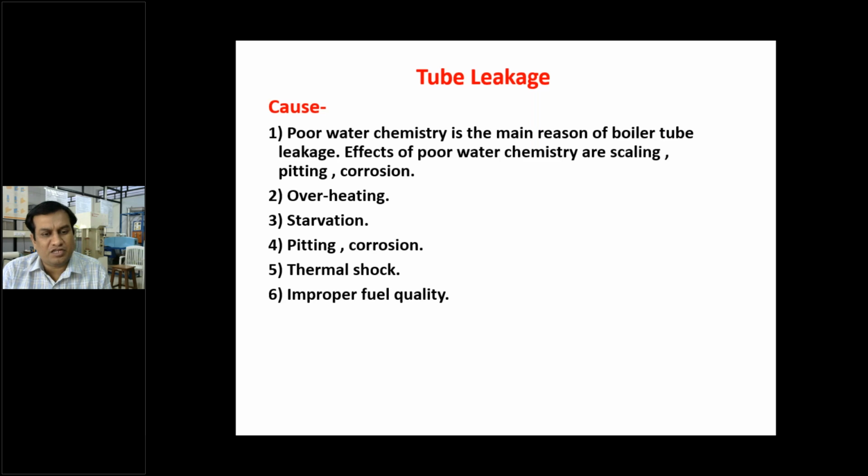Then improper fuel quality. The design is for a particular fuel quality, and if you are not going to maintain that fuel quality, then parameters like temperature are going to change, because the calorific value of that fuel changes, and the heat generated due to this fuel changes, and the overall picture is going to change, and that may affect the tube strength. So these are the different causes of tube leakages.